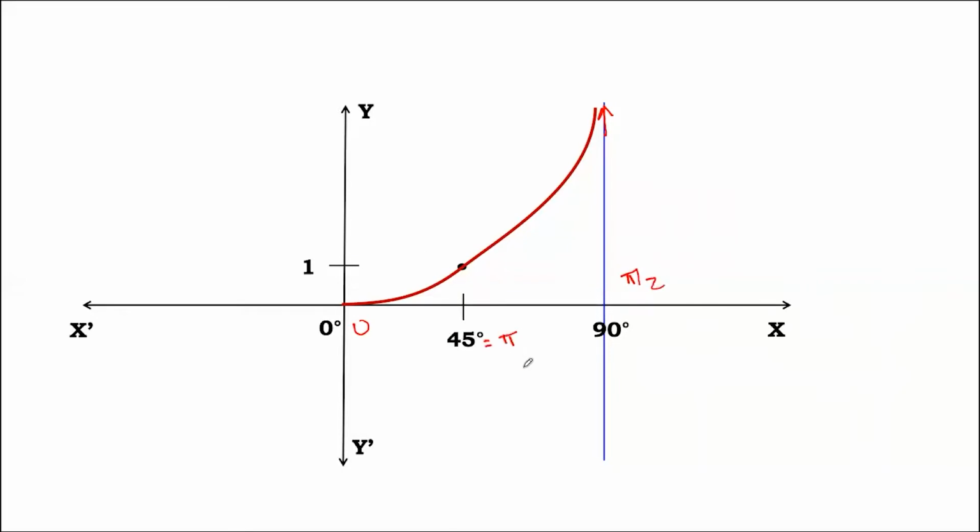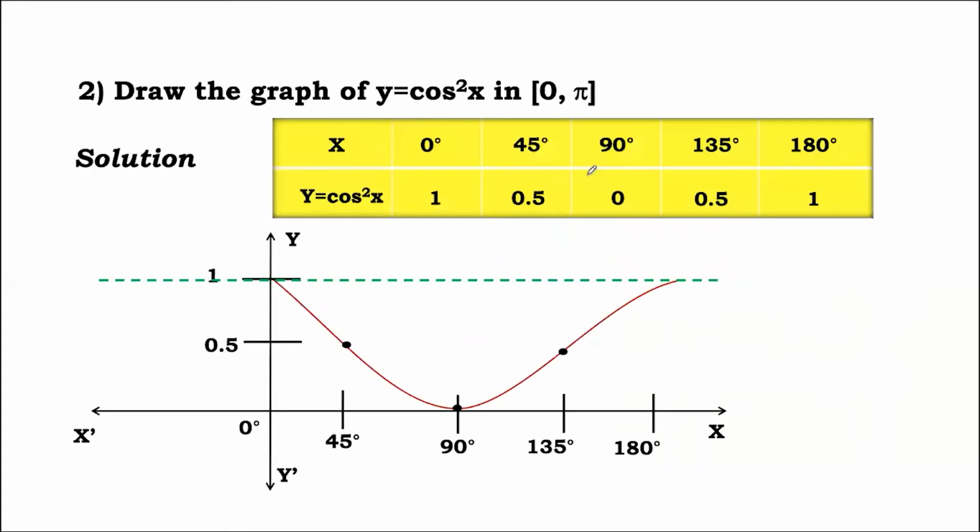Pi by 4 is 45 degrees. So this angle is going for this. Between 0 to pi by 2, first quadrant, this is positive and an increasing graph. At pi by 4, you are getting the value 1, and accordingly we can see this.